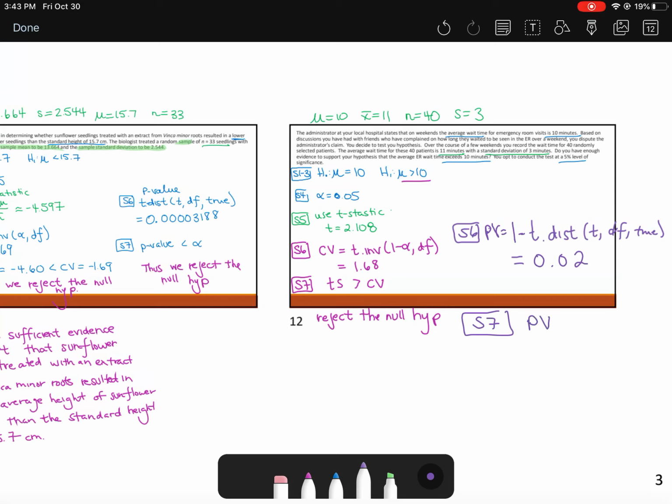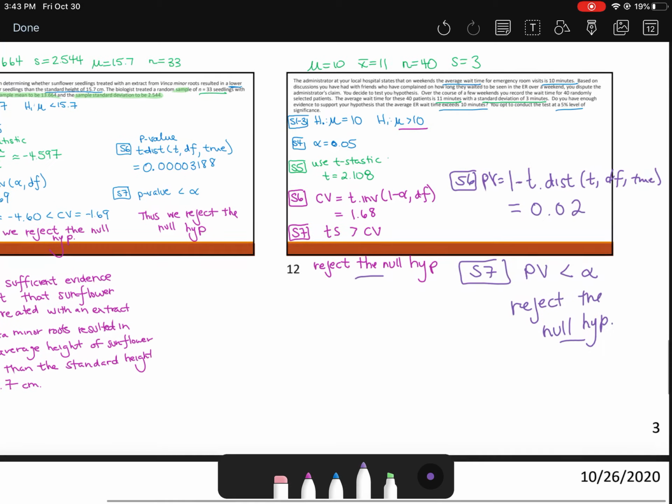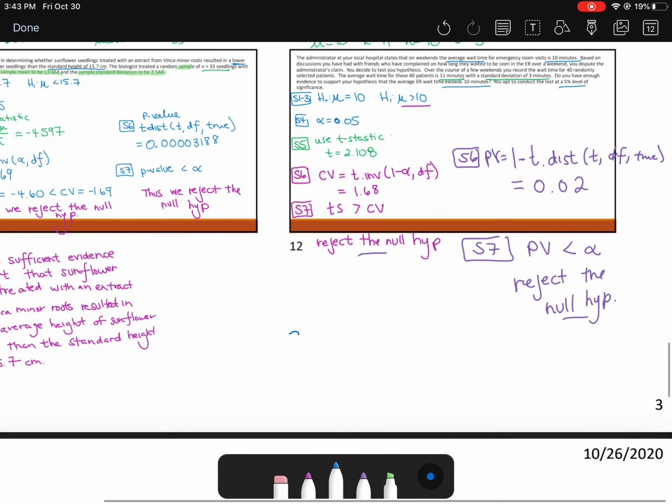Again, we're going to compare now our p-value with our alpha. So our p-value is less than alpha. So when that happens, we reject the null hypothesis, which again, these need to match. Perfect. So now we can go ahead and step 8, write our answer in non-technical terms.